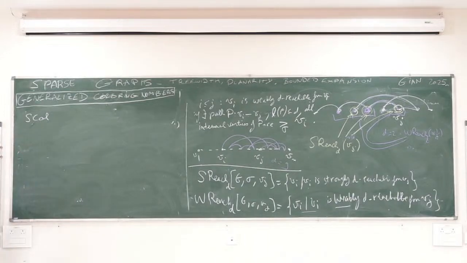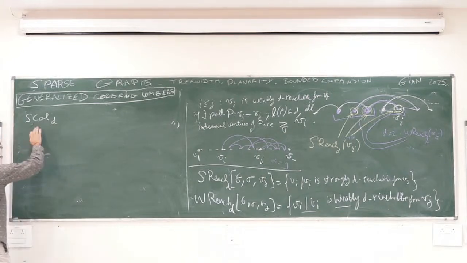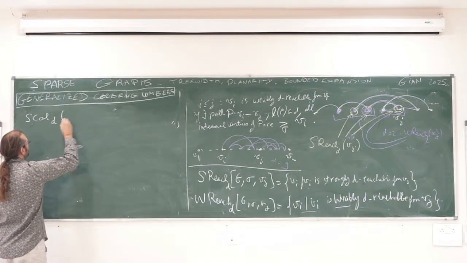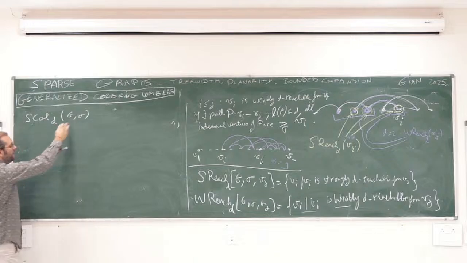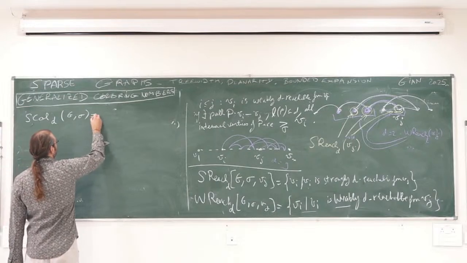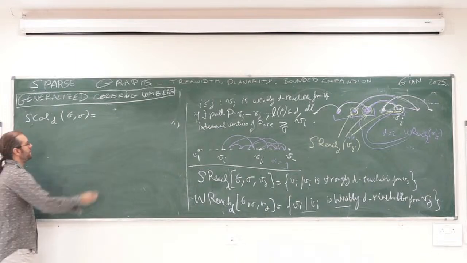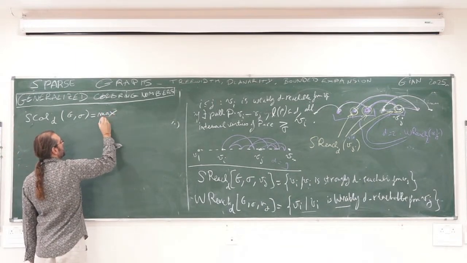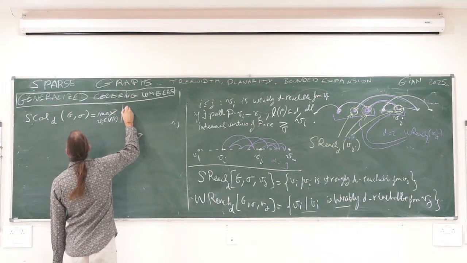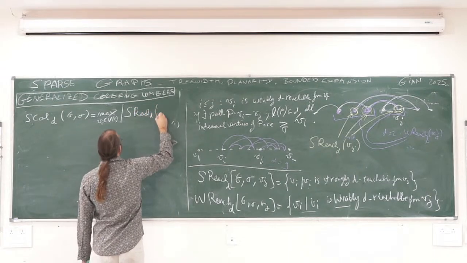Just for the sake of completeness, I will give all the notations, but there are essentially 4 notations. So the strong coloring number for radius d of G, sigma. So you're fixing a graph and then an ordering. This will be the maximum size of the number of reachable vertices: max over all v in G of the size of the strongly reachable set.